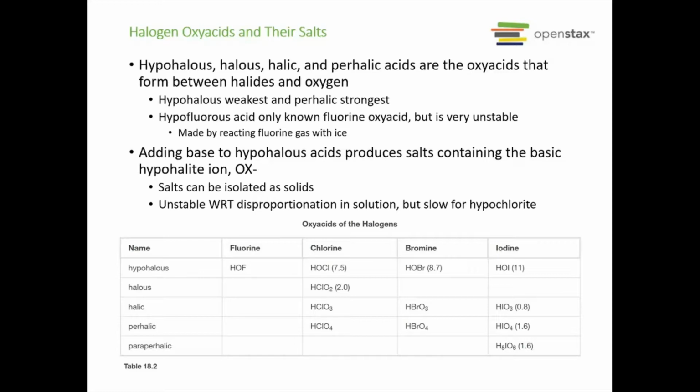One thing that's interesting is that hypofluorous acid is really the only known fluorine oxyacid, but it's really, really unstable, and the only way to make it is to react fluorine gas with ice. So you take some F2, react it with solid water, and you get HOF and HF.